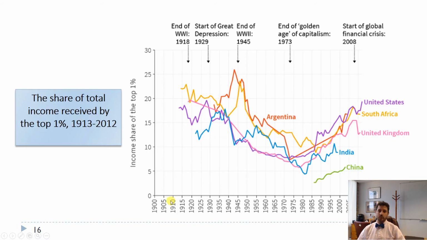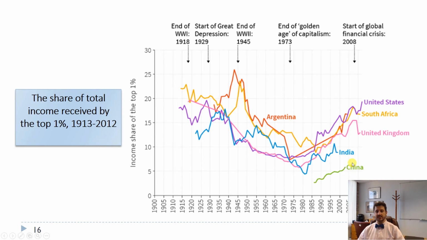If we look at income, we can't go back as far historically. We can usually go back to somewhere near the beginning of the 20th century. And here we have the United States and the United Kingdom, as we had in the other graph, but now we're adding also South Africa, Argentina, India, and China.